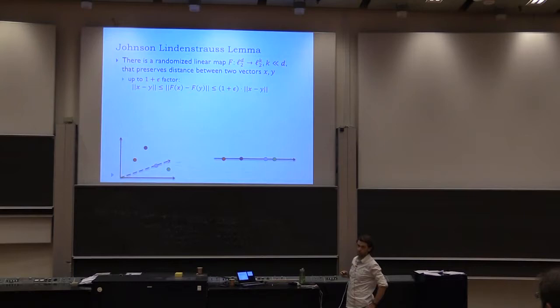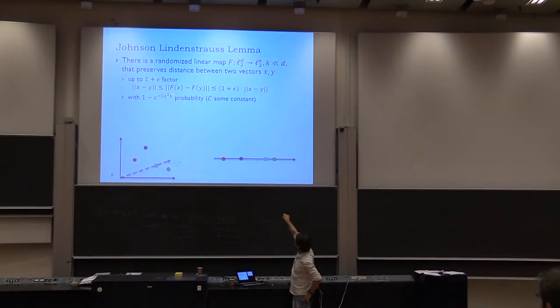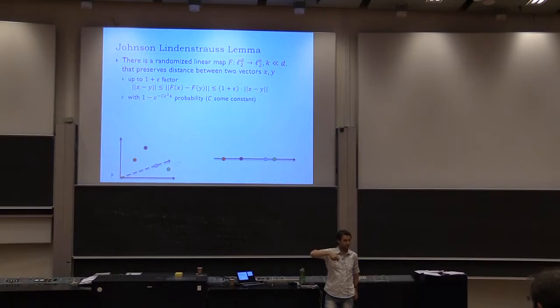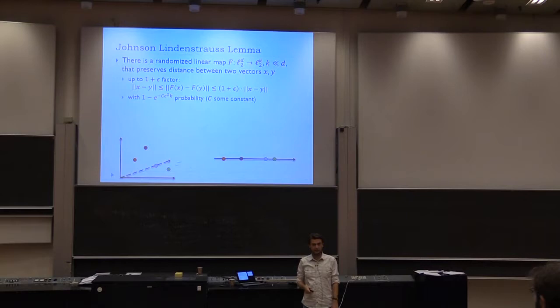And this is with some probability. This is the probability of failure. The way you should think about it is that it decays exponentially in the target dimension k. There is some dependence on epsilon in the target dimension, and you can think of epsilon as being a constant. But the idea is that the probability decays exponentially in the target dimension k. Yes?